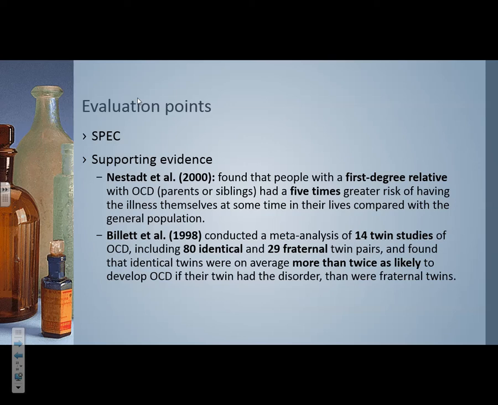The other alternative one you could use is Billet, and you can choose whichever one you prefer. Billet conducted a meta-analysis of 14 twin studies, so that means there were 14 studies that other people conducted, that Billet then mashed together and did a whole analysis of all 14. So he didn't conduct the research, he analysed other people's research to develop one giant conclusion. And he found that identical twins were on average more than twice as likely to develop OCD if their twin had the disorder as well. So that's another very similar example.